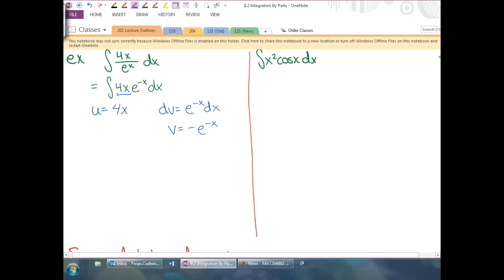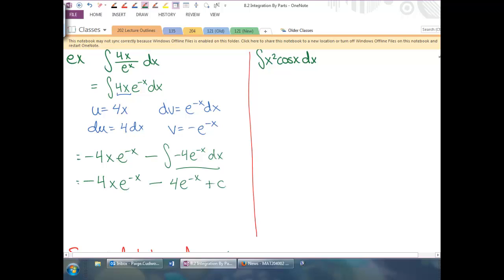Remember, this is a u substitution there. And then du would be just 4 dx. So then I get uv minus integral v du. We can integrate this. That's another u substitution, so here we go. And there's our answer.